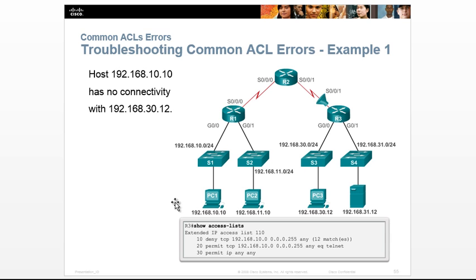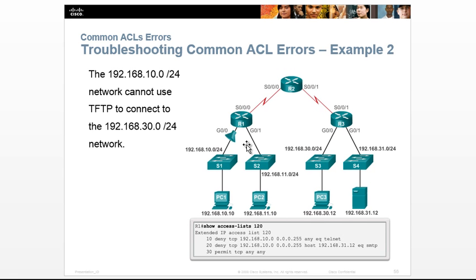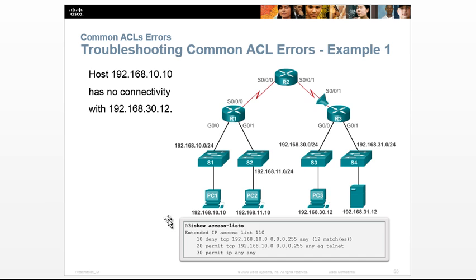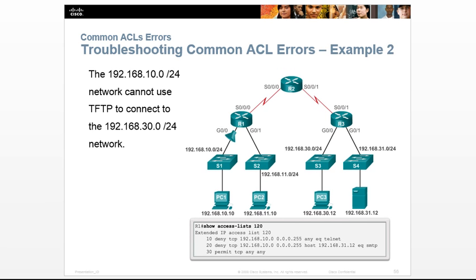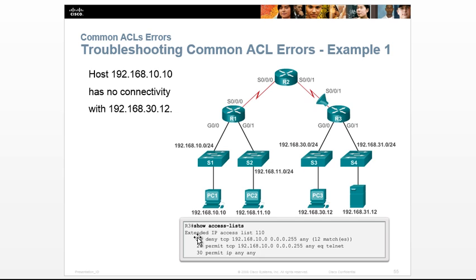So here we've got an example, a common ACL error. In this case, host 192.168.10.10 has no connectivity with 192.168.30.12. And if we look further into it, it's this first deny command that's making it not reach. And we have 12 matches, so 12 packets have been dropped because they hit that command. Even though we have a permit any down here, they're getting denied before they reach that.